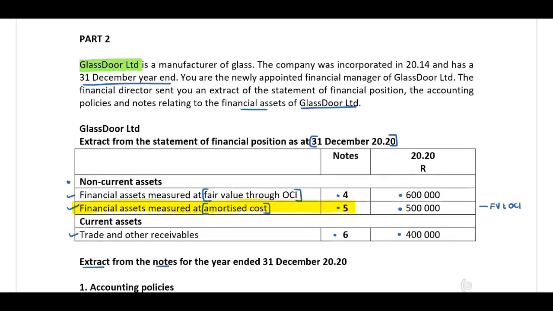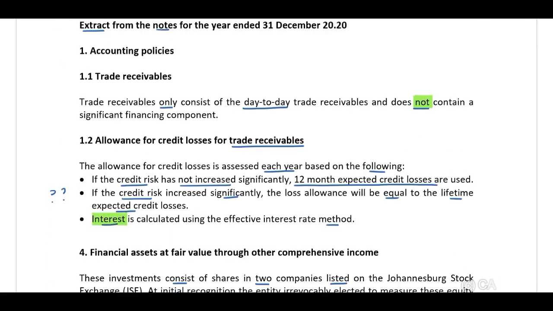Right, let's refer back to our scenario. Okay, so the first paragraph here at the top, a bit of background info, and then our non-current assets. We have our financial assets measured at fair value through OCI, note 4, financial assets measured at amortized cost. Now guys, we've already touched on this in the previous requirement. And then we have our trade and other receivables. But first, we need to talk about our accounting policies.